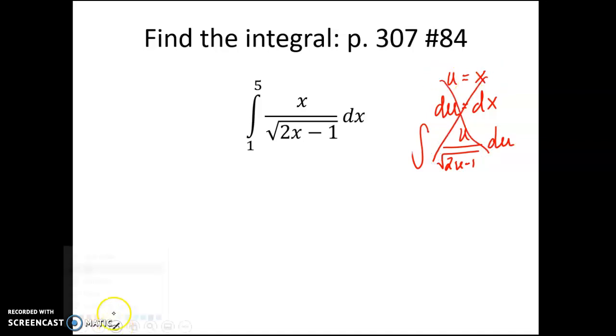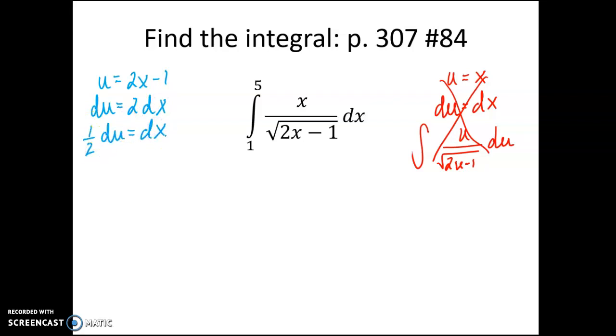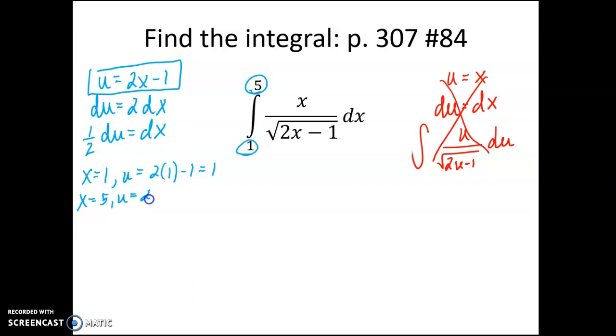So now here, the only other option we have for u, and now this truly is an inside function, is 2x minus 1. So du will equal 2 dx. So I have 1/2 du equals dx. Additionally, it's a definite integral. So if x equals 1, u equals 1 as well. If x equals 5, u equals 10 minus 1 equals 9.